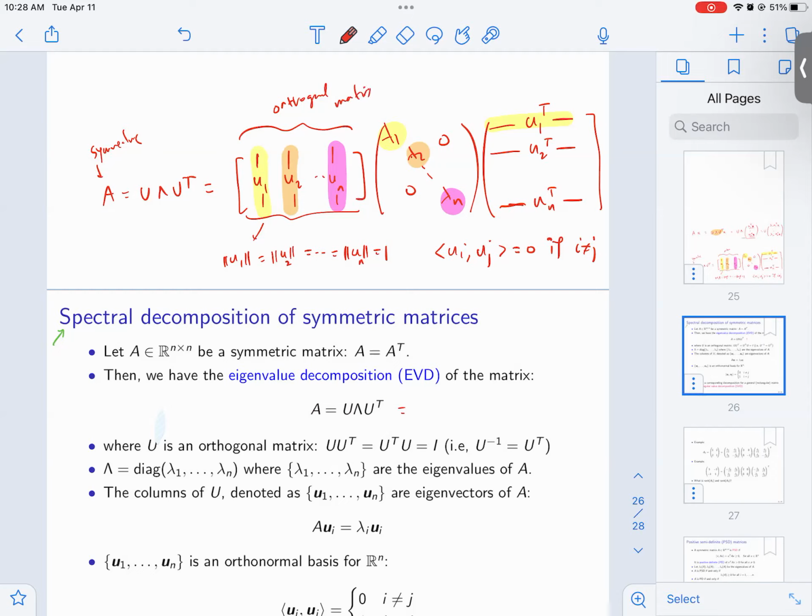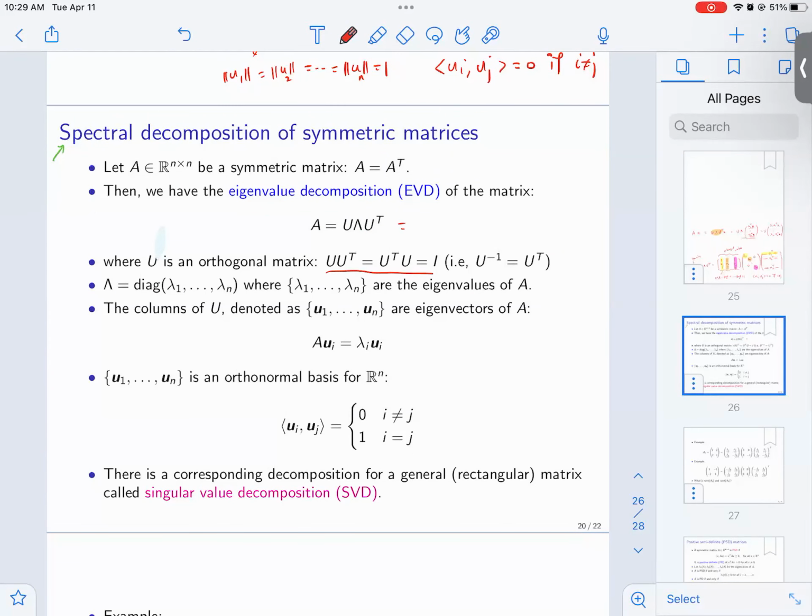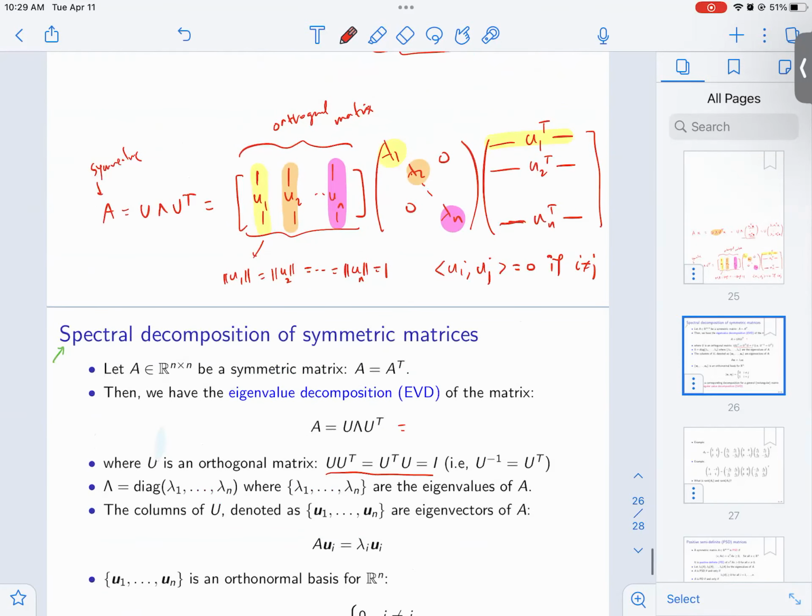So what it means is exactly this: the columns are unit norm, the norm is 1, and they're orthogonal to each other. This property translates to this property, which you can verify: U transpose U is equal to I. Just saying that U inverse is U transpose. So if this is U, this would be the inverse of U. You can multiply this by that, and you can see that you get the identity.